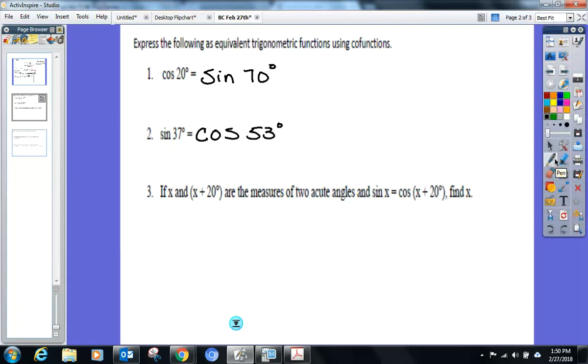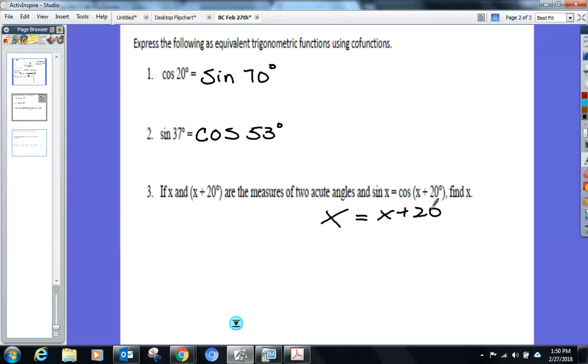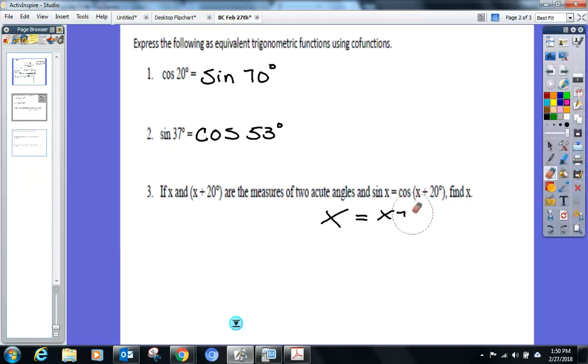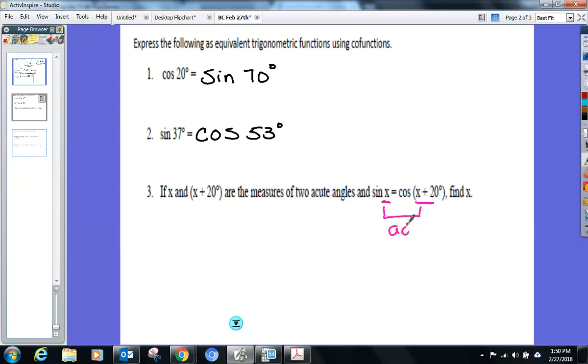All right, solving equations now. X is an angle, x plus 20 is an angle, and they're both acute. Look at what we know. Sine and cosine are equal. Here's what I see right away from you guys. Oh, I see they're equal, so I'll set everything equal to each other. You just blew up everything we talked about. When are sine and cosine equal? When their angles add to 90, yes.